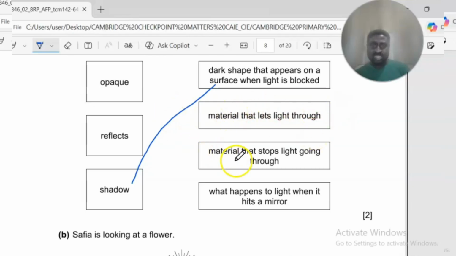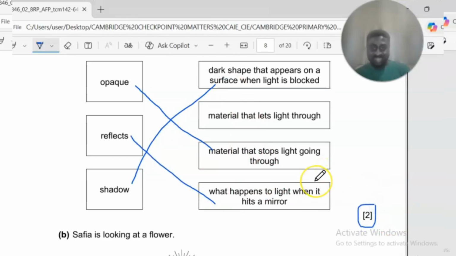Now let's go for the next meaning. Material that stops light going through. So already you know that is going for opaque material from our earlier illustration of basic idea about light, materials and qualities. Then the last one here says, what happens to light when it hits a mirror? The answer is reflects. So if you do this correctly, you earn the 2 marks allocated for this question.